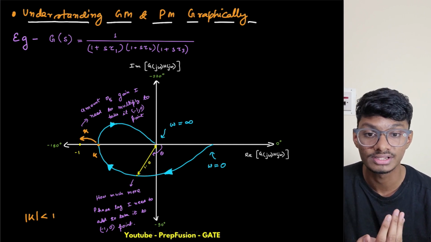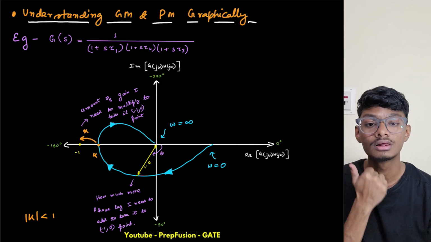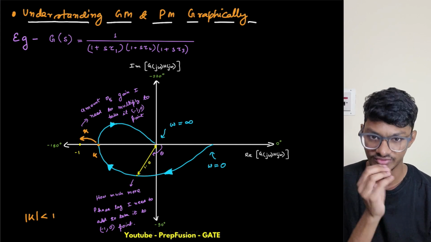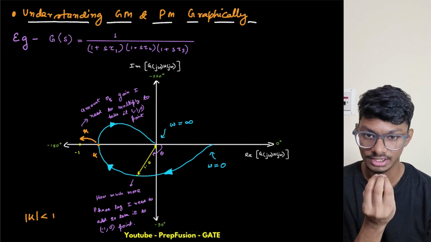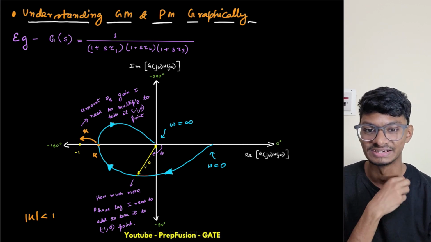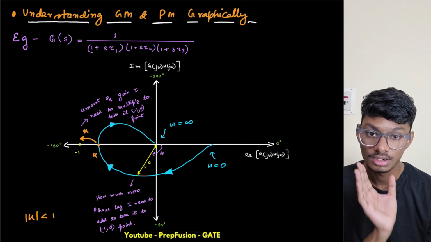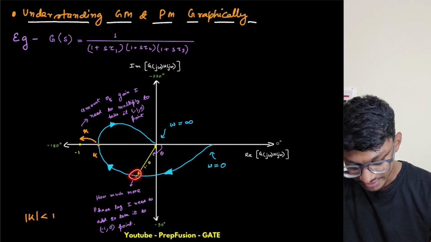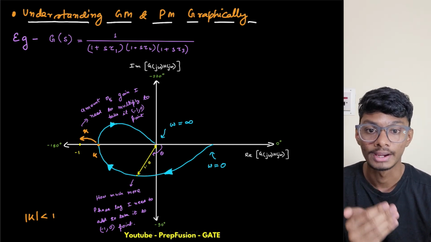What is the critical point condition? The phase of the OLTF should be minus 180 degrees, and the magnitude of my OLTF should be 1. Anywhere I say gain, just understand I'm talking about the magnitude of the OLTF, because it is a big word and saying it every time is a bit difficult. So yeah, that is about my magnitude of the OLTF. If I shift this point here, the magnitude of the OLTF is still 1, and my phase this time becomes minus 180 degrees.